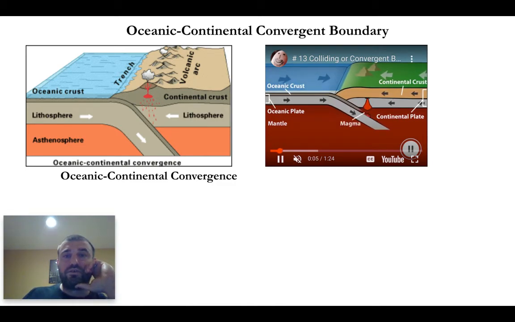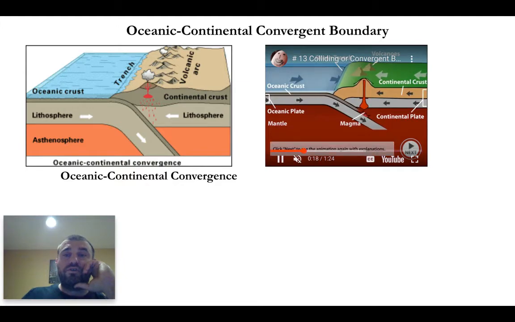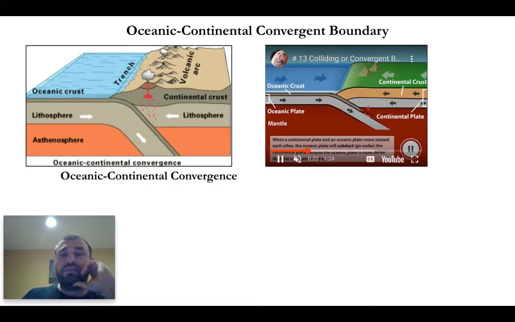So this is showing the ocean crust colliding with the continent. It subducts. Where it subducts, you get a trench. And then it begins to melt and you get volcanic mountains. So where in the world do you have this going on? In the Andes Mountains in South America.